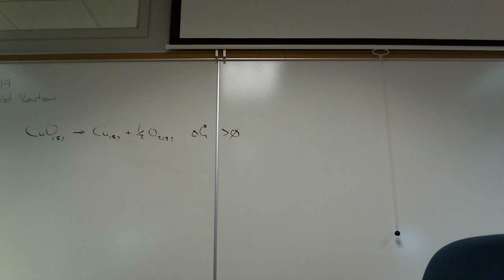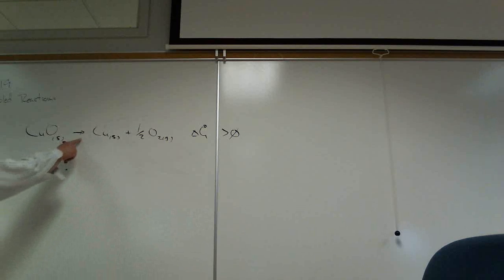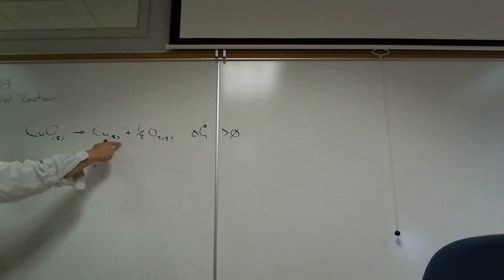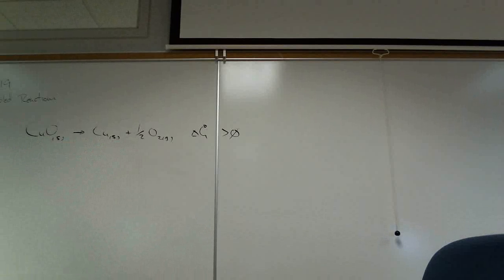Let's see. All right, what would the delta H for this be? Actually, I forgot my book. Can somebody look up the delta H of formation? It should be there for copper(II) oxide in Appendix D. Because if you reverse this reaction, what is this reaction? This is a formation reaction: formation of copper(II) oxide from the elements in their standard state.